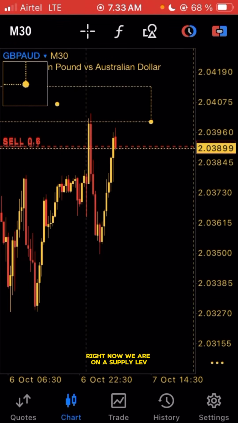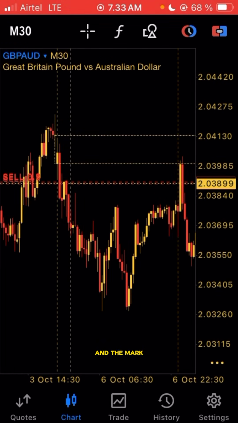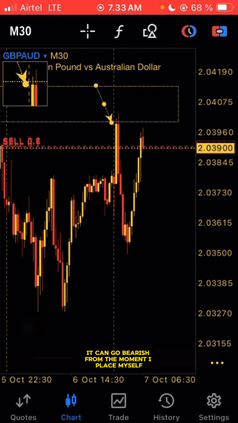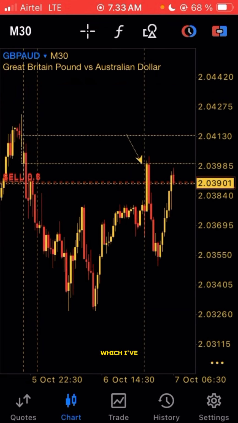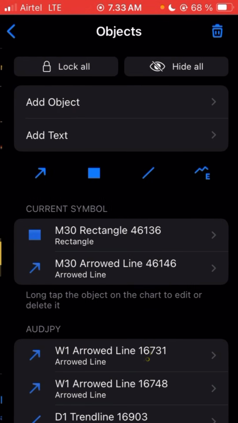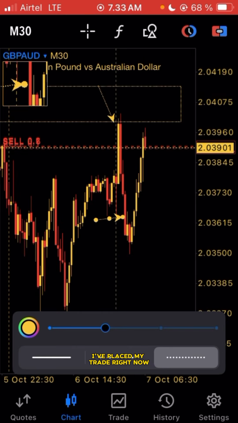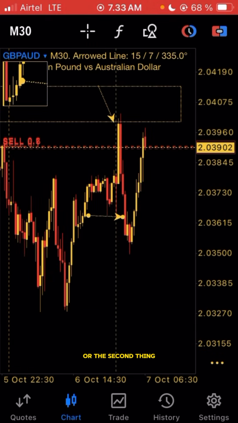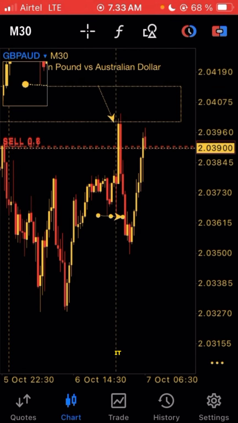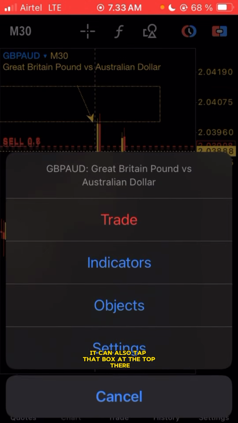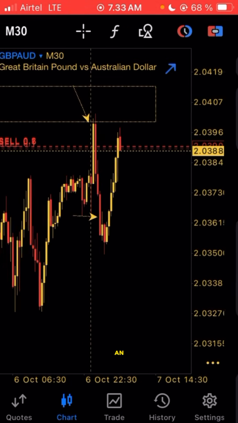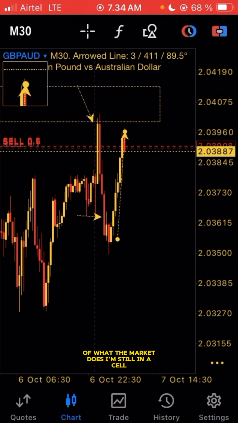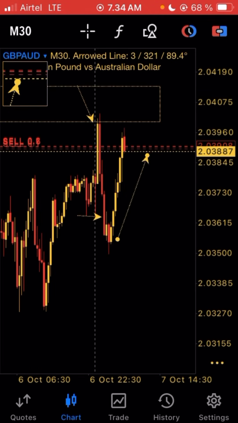Right now we are on the supply level, and the market can do one of two things. One, it can go bearish from the moment I place my sell, which I've already done. It can just go down there. Or the second thing, it can also tap that box at the top there, and then the market will go down. Regardless of what the market does, I'm still in a sell.